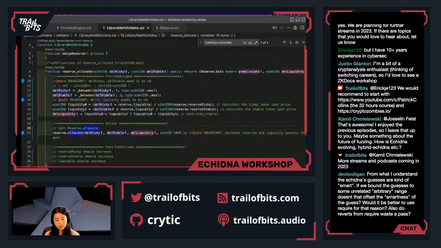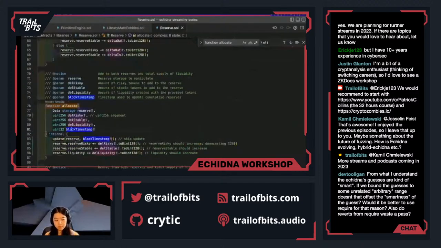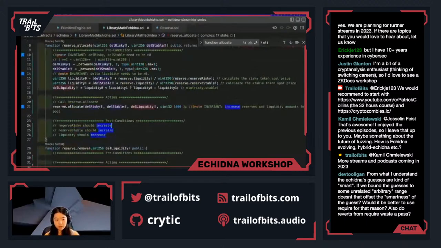So if we think about what this function is actually doing, the allocate function is increasing your reserves for the two tokens that you're adding in their respective amounts, as well as the liquidity that you're adding, which means we can be more specific about what should increase.